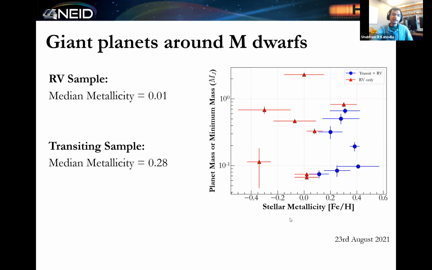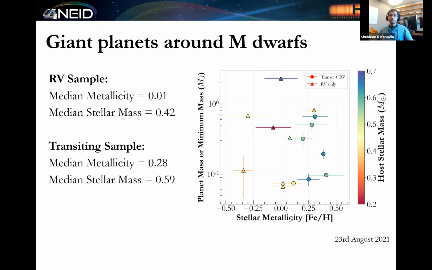But the other aspect of this picture is, if I include the host stellar mass, it basically reinforces the same idea: the RV samples do not really care that the host star should be much larger or much more massive, that the protoplanetary disk should have a lot more solids, whereas the transiting sample really seems to care about that. And that's the question we would like to answer. Why is there this perceived discrepancy?